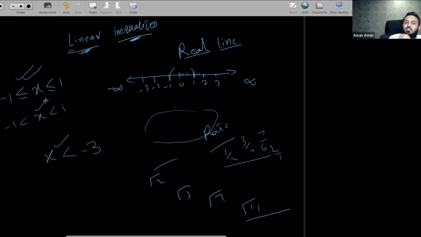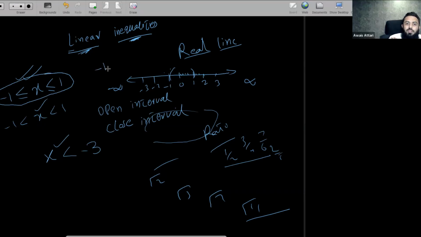Now for the inequalities, we can represent the inequalities as interval notation. There are two types of interval, open and closed. Open interval, closed interval. Let's say this inequality, -1 to 1, we can write [-1, 1] with square brackets. This is a closed interval. When we use square brackets, that is called a closed interval.